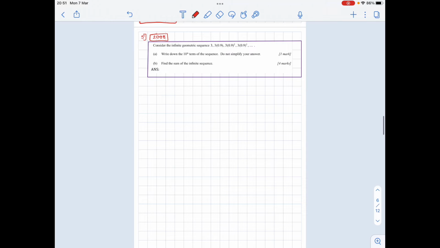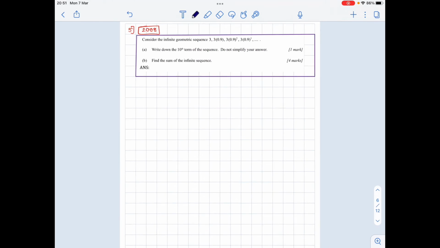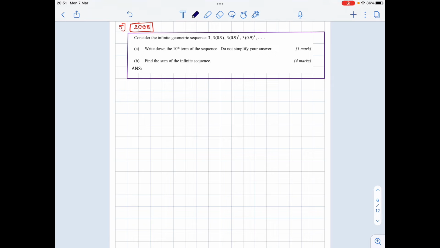Let's move on. Question number 5. Consider an infinite geometric sequence 3, 3 times 0.9, 3 times 0.9 squared, 3 times 0.9 cubed. Write down the 10th term of the sequence. Do not simplify your answer. If you see the trend, the first term is 3, the second term is 3 times 0.9 raised to 1, the third term is 3 times 0.9 raised to 2, the fourth term is 3 times 0.9 raised to 3.